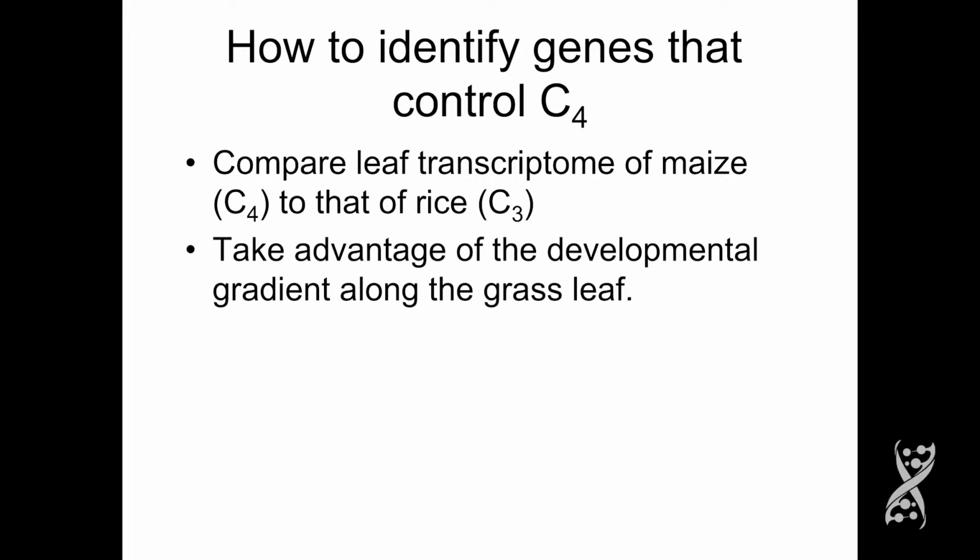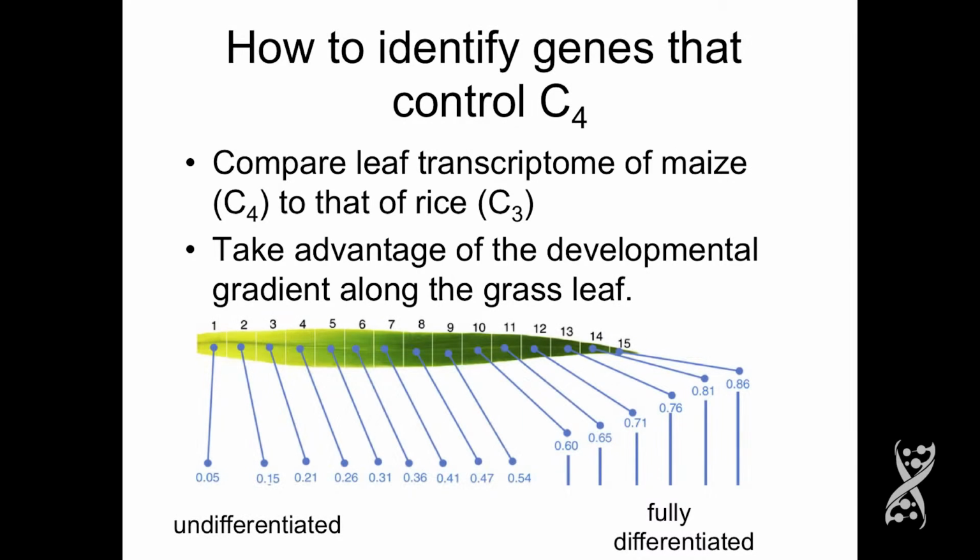And this takes advantage of the developmental gradient along the grass leaf. So what you have here is a maize leaf laid out sideways. The bottom of the leaf is over here, and it's undifferentiated, not photosynthesizing, and the other end is fully differentiated and is photosynthesizing quite happily, which means that the photosynthetic machinery gets put together along the leaf. So if you then look at the transcriptome in various segments going up the leaf, you can get a hint of what kinds of changes happen in the development of the photosynthetic pathway.